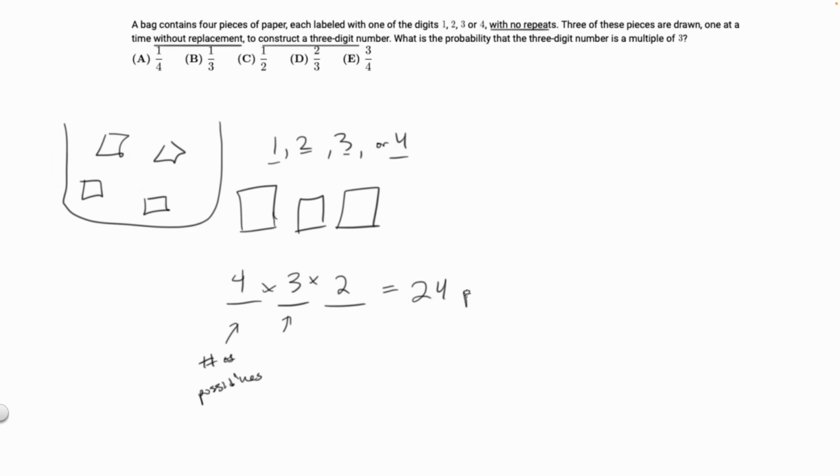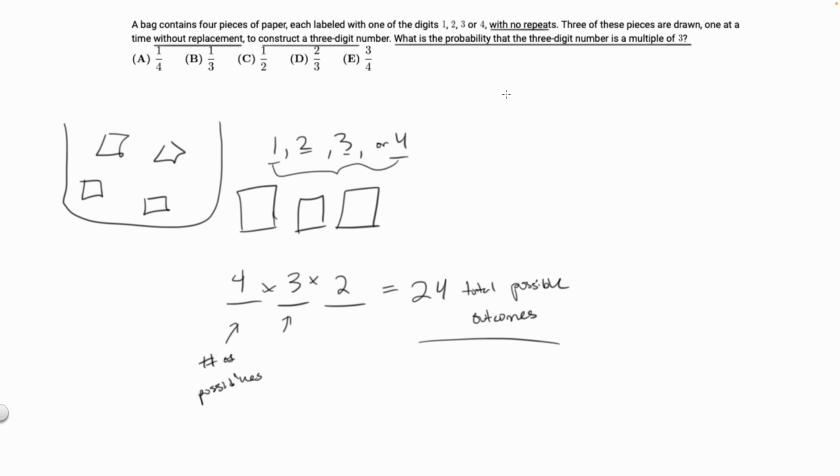And this is 24 total possible outcomes when we have our original 4 digits. Now, what's the probability that the 3-digit number is a multiple of 3? So this is the total, and we're not accounting for the multiple of 3.